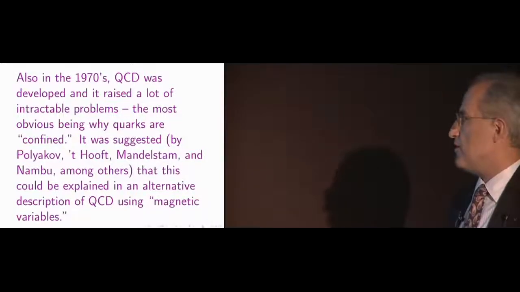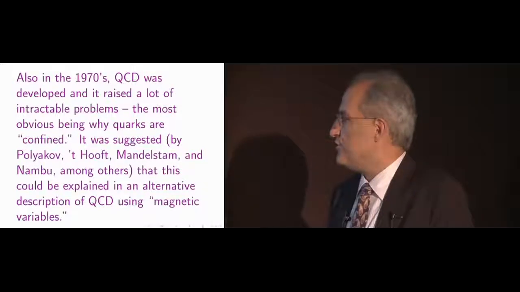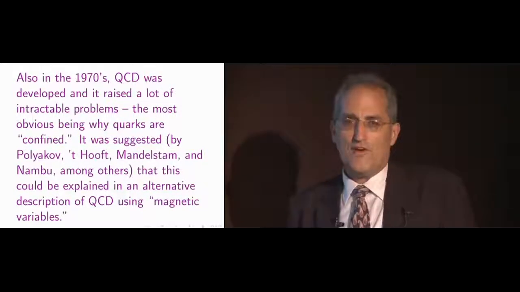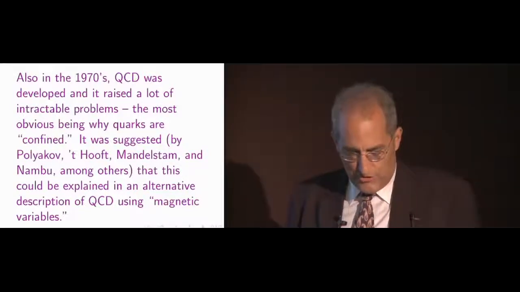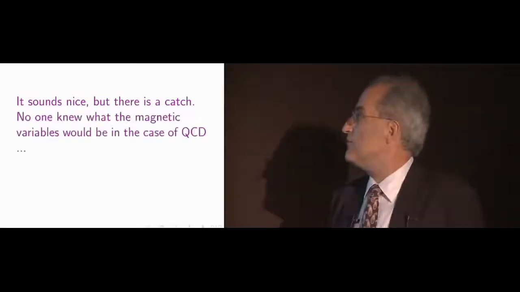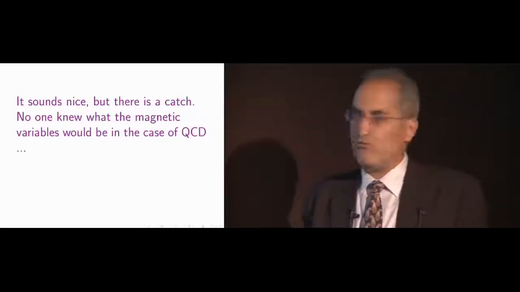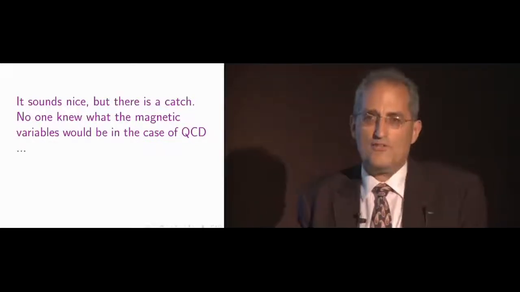So it was suggested by many of the leading physicists of the time that this could be explained in an alternative version of QCD using magnetic variables. It sounds good, but none of these individuals taught us how to do it. No one knew what the magnetic variables would be in the case of QCD, and all of the people who made this suggestion went on then to work on other things, leaving the rest of us to puzzle over it.